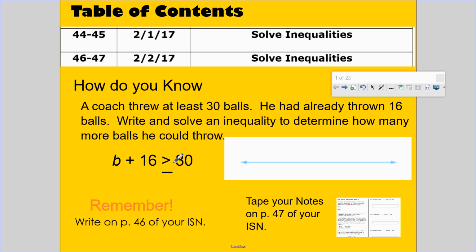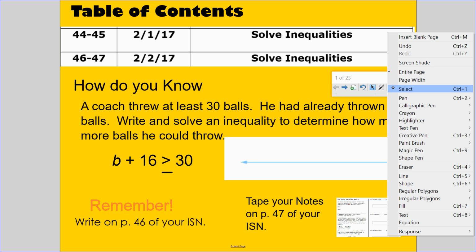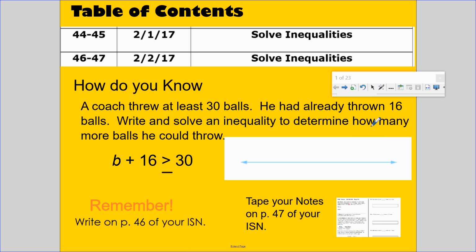So again, to solve an inequality is like solving an equation. So we need to isolate the variable b. So you do the inverse operation of plus 16. So the inverse operation is minus 16, minus 16. Cancel. So b is greater than or equal to, what is 30 minus 16? 14.